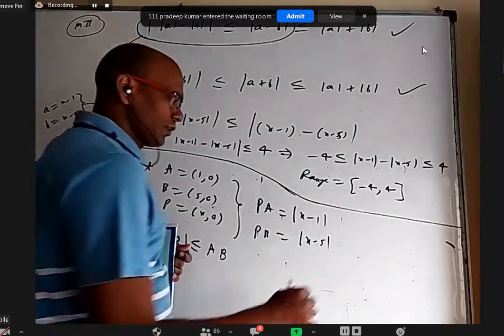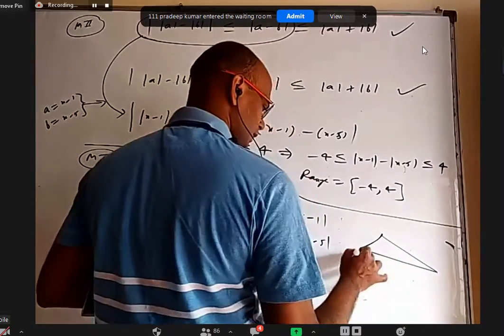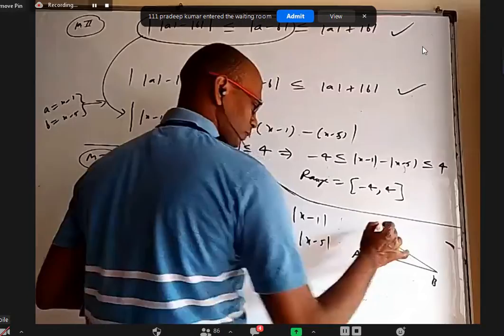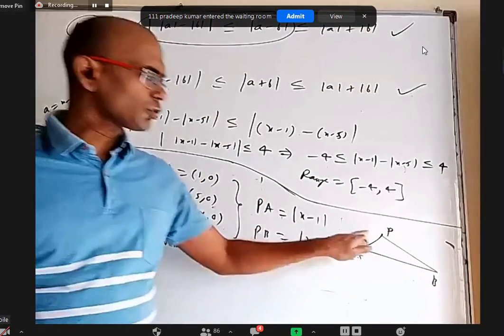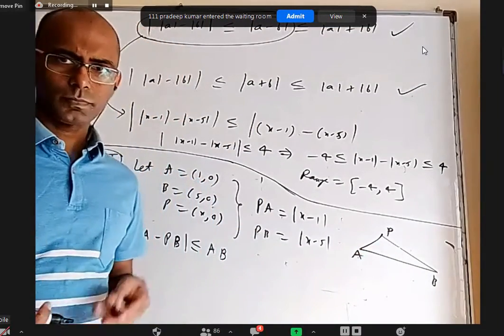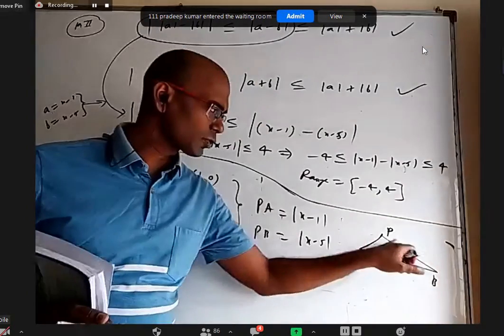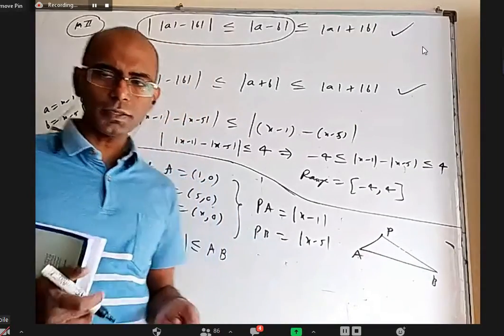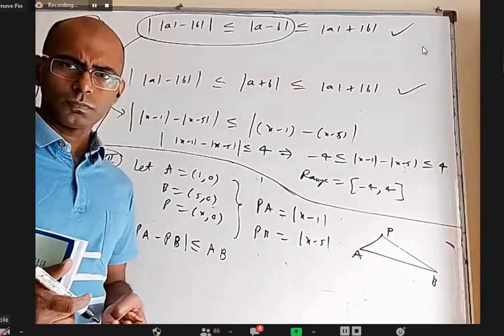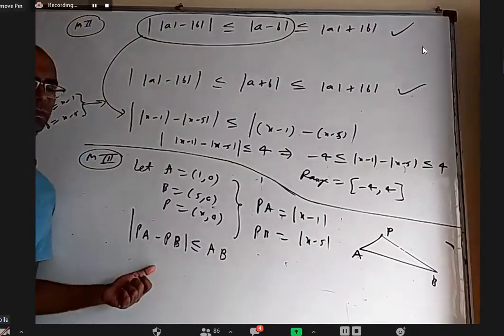All of you know, if I take a triangle, if I take A, B, and P, we know the sum of two sides will be greater than the third side. And we also know the difference of two sides should be less than the third side, right? Yes, sir. Okay, that's what I'm writing.